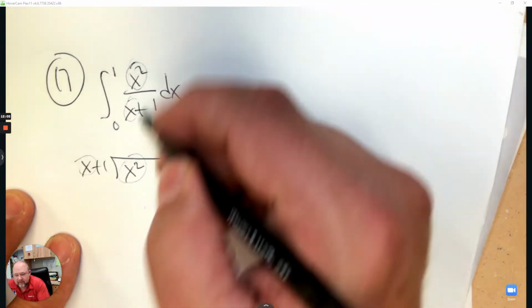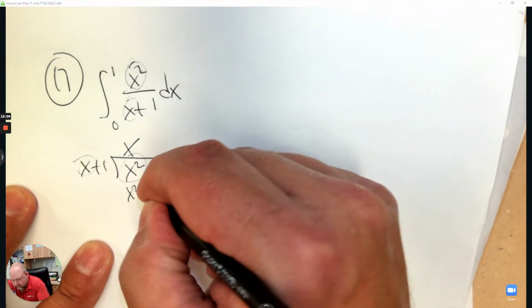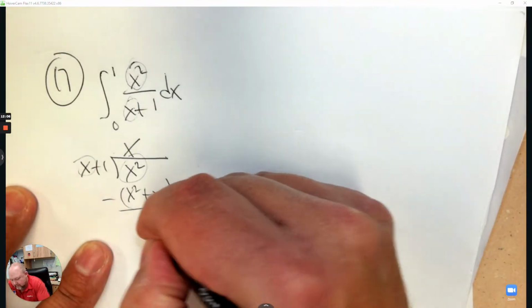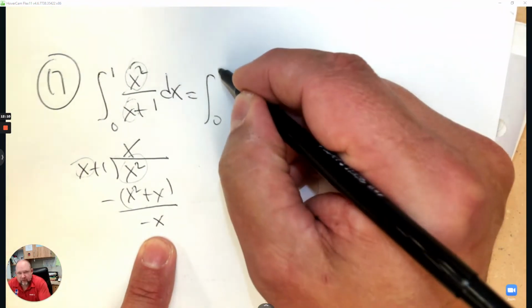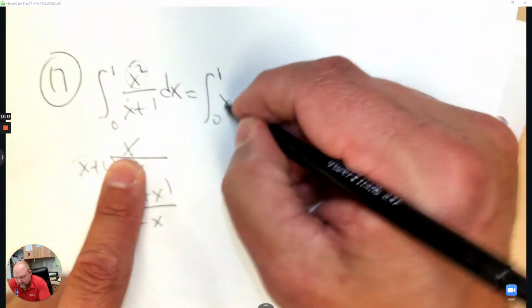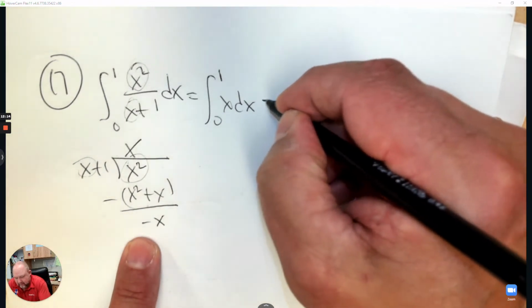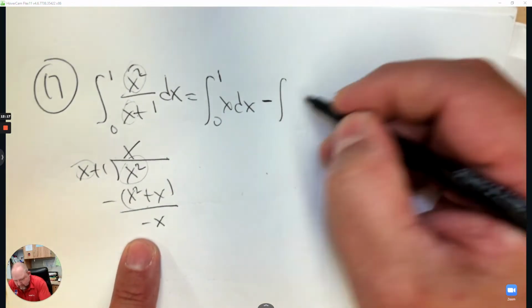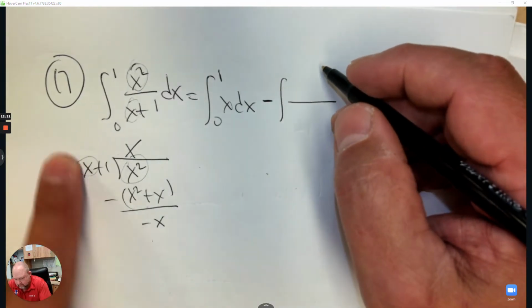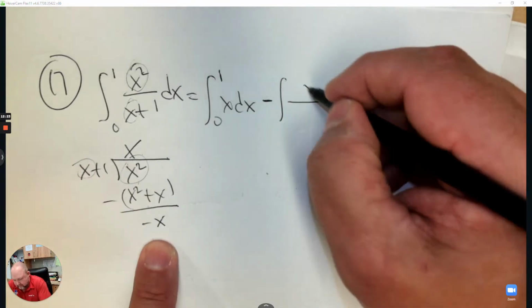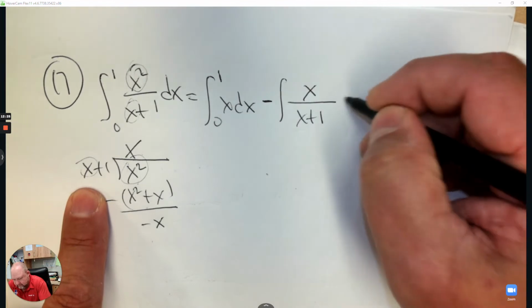X squared divided by x is x. I'm going to distribute and subtract to find the remainder. And then I'm going to come back here and write it as 2 questions. So first of all, my answer is x, and then the remainder is negative. So I'm going to subtract, and then it's the remainder over x plus 1.